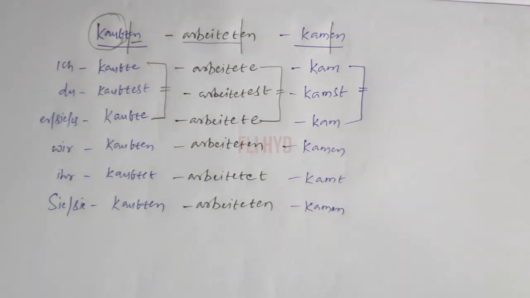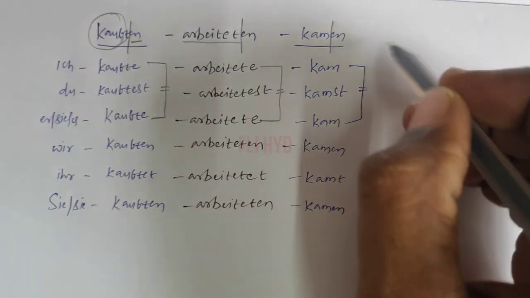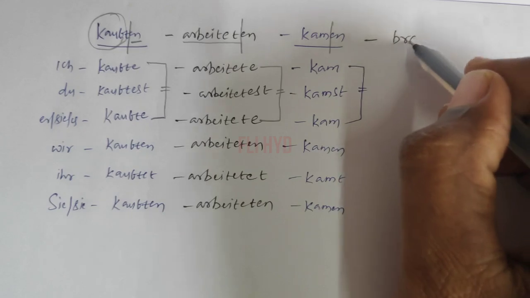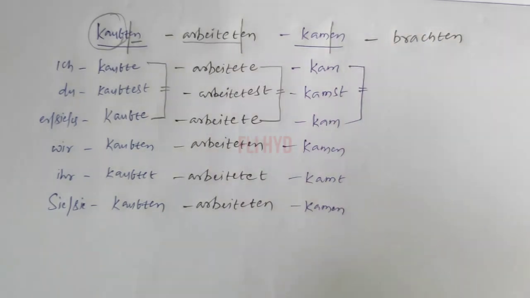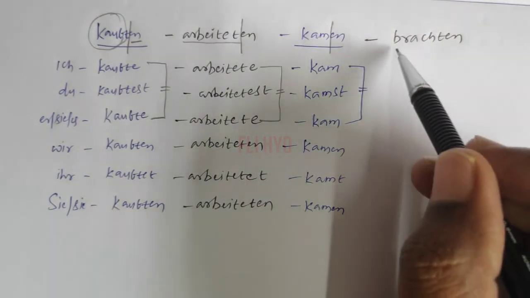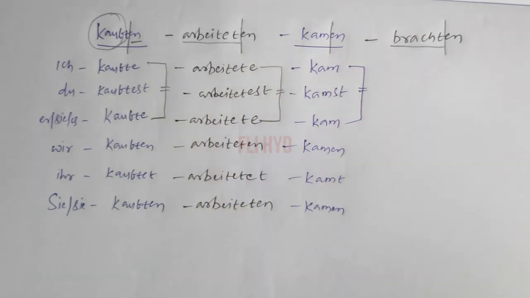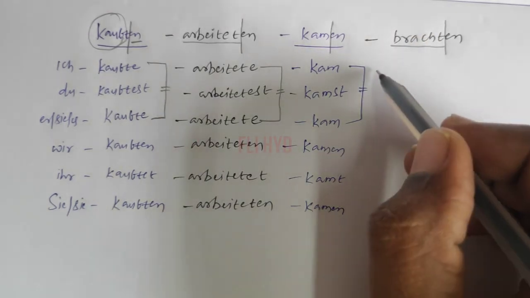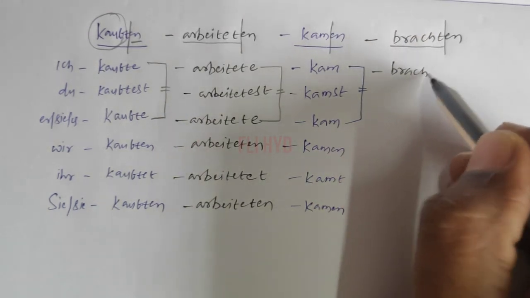Now we'll see irregular verbs, weak irregular. For example, bringen. Bringen, past tense, brachten. What is the stem? Bracht. Okay, now we'll do the conjugation: ich brachte.